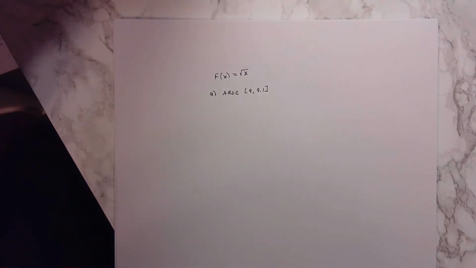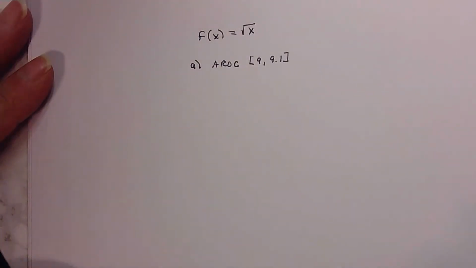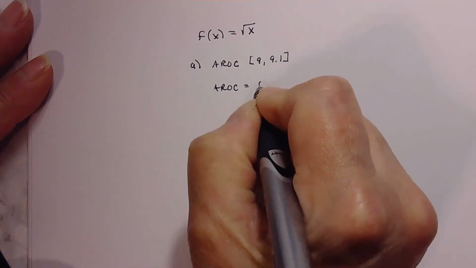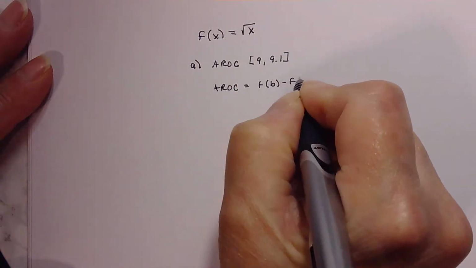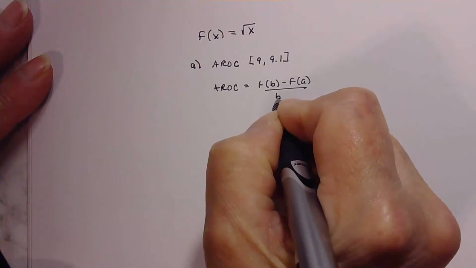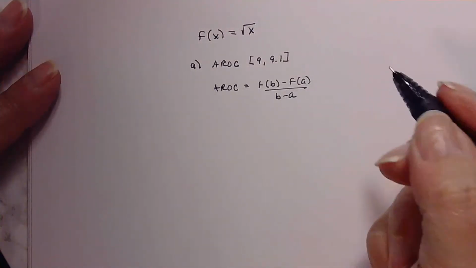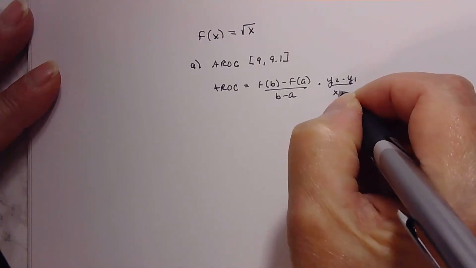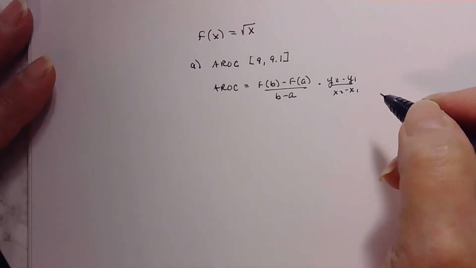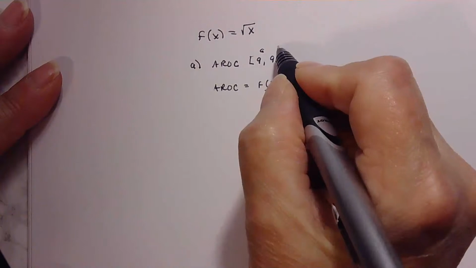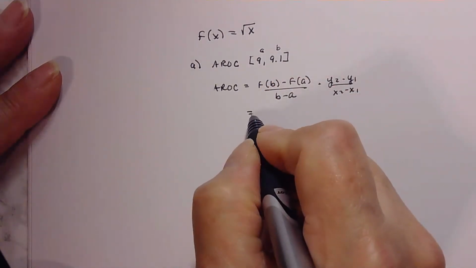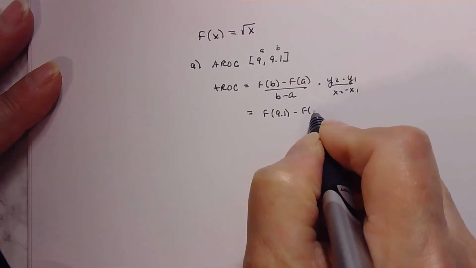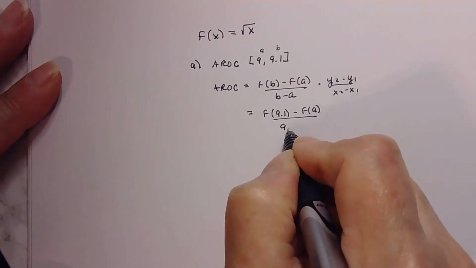And just remember that the average velocity is f of b minus f of a over b minus a. It's just the slope of a line, okay? It's the same as y sub 2 minus y sub 1 over x sub 2 minus x sub 1, okay? No different. So this is our a, this is our b. So our average rate of change is f of 9.1 minus f of 9 over 9.1 minus 9.